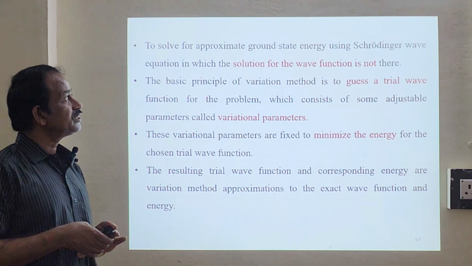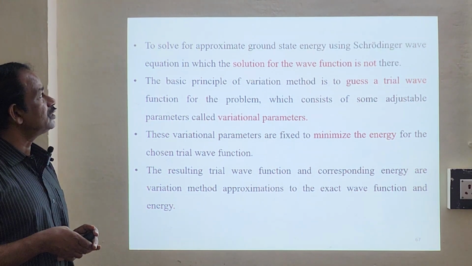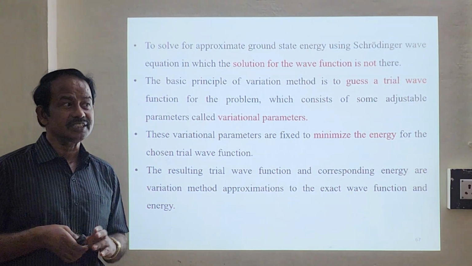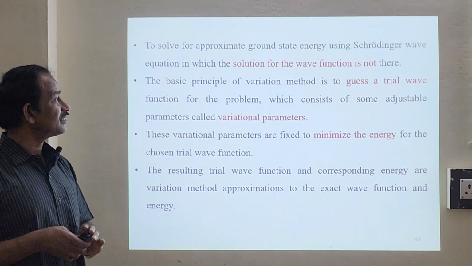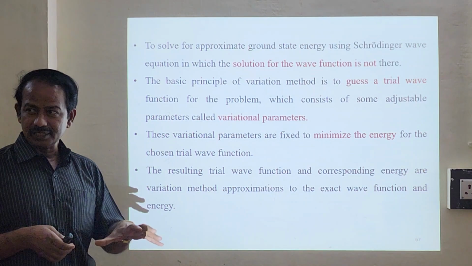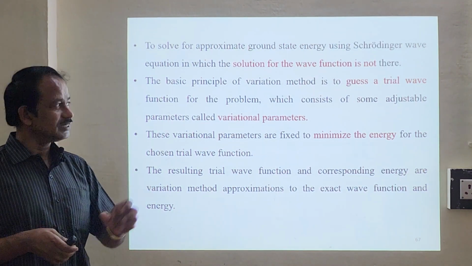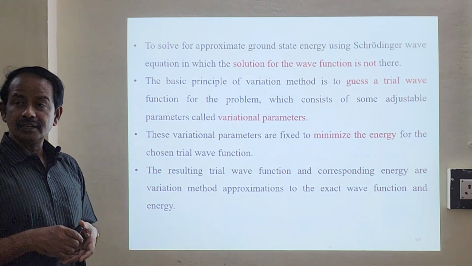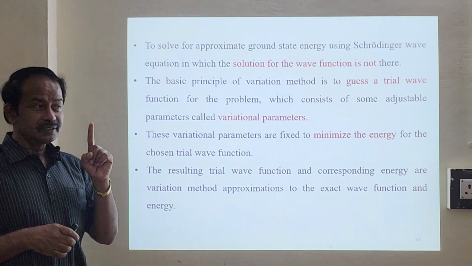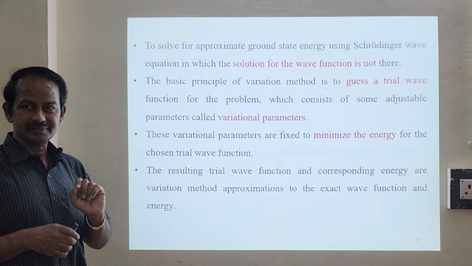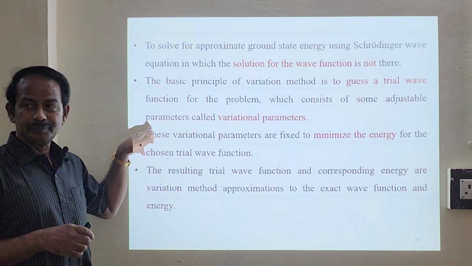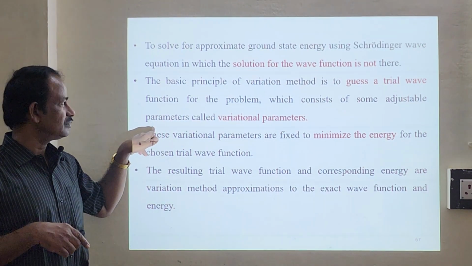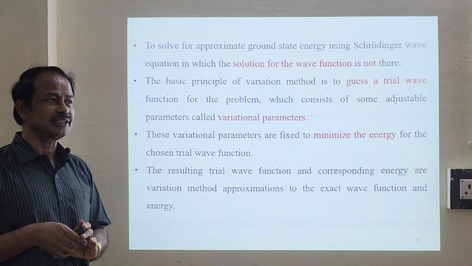To solve for the approximate ground state energy using the Schrodinger equation, in which the solution for the wave function is not available, the first point is that you are going to guess the trial wave function. For any quantum system, you guess the trial wave function taking into account the physical properties of the wave function, which we mentioned earlier. Some parameters will be there, called variation parameters.